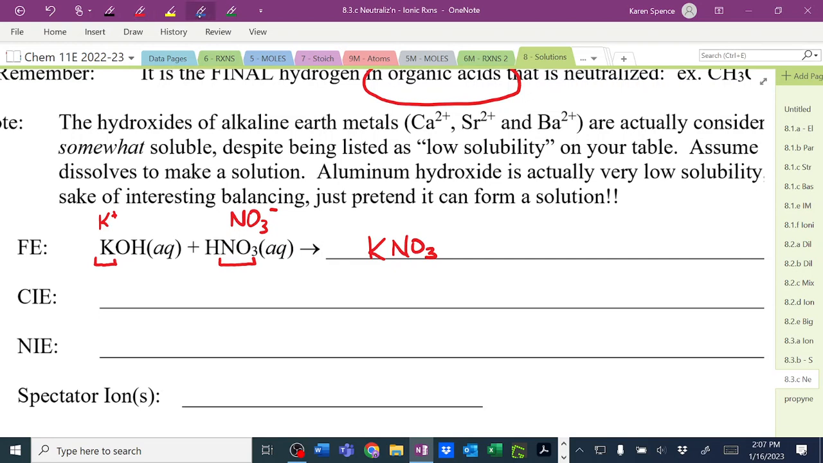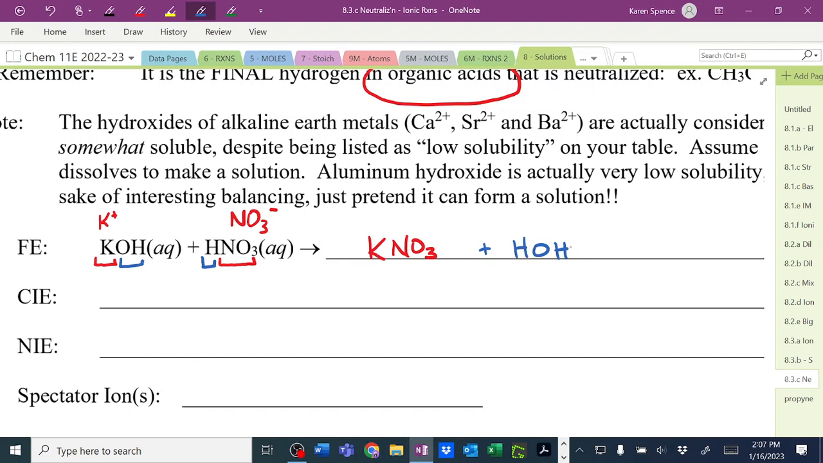And then I take my inside ions, and what do I get when I put OH and H together? Water. So you can write it as H2O, or you can write it as HOH, which might make your life easier for balancing later. Okay, so feel free to keep writing it as HOH, but in this case, the balancing is super easy because it is already balanced.